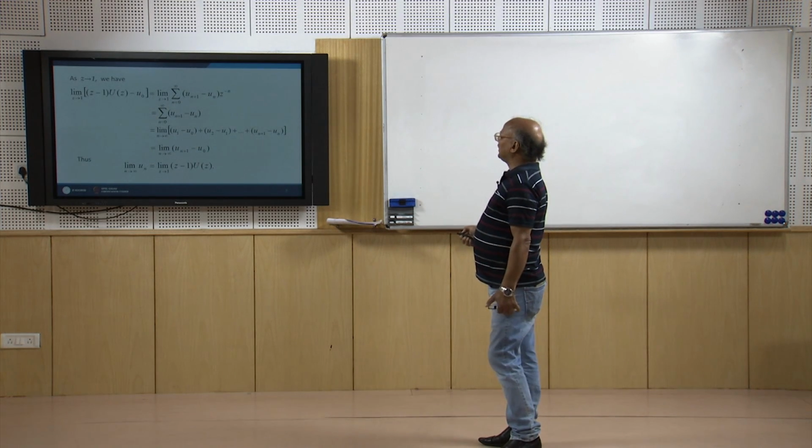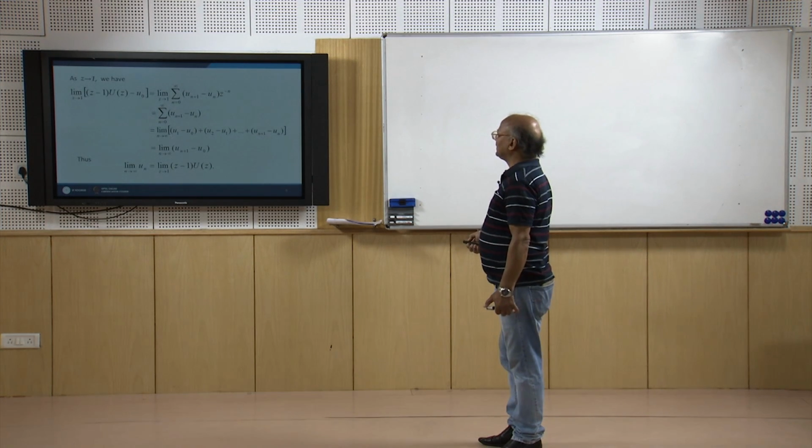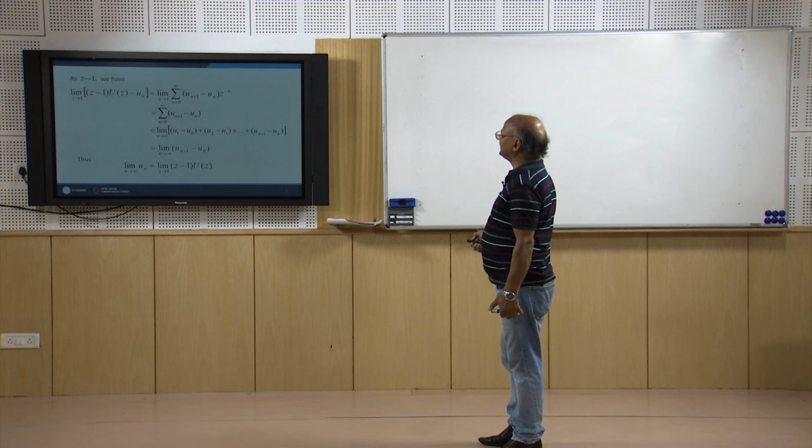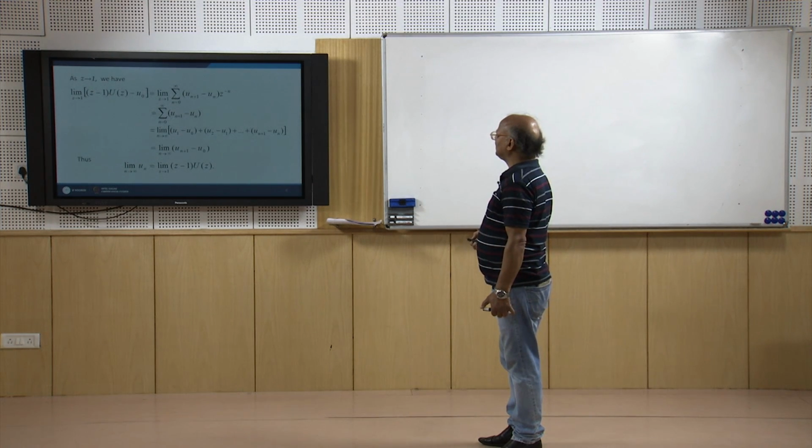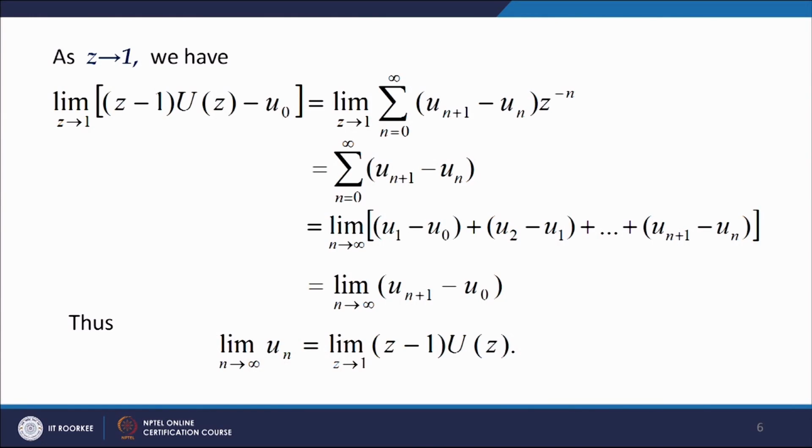So, when z tends to 1 it will tend to sigma n equal to 0 to infinity (un plus 1 minus un), which can be expressed as limit n tends to infinity of its partial sum. So, (u1 minus u naught) plus (u2 minus u1) and so on up to (un plus 1 minus un), and this will reduce further to un plus 1 minus u naught, limit n tends to infinity, which is equal to limit of un as n goes to infinity minus u naught, because u naught is independent of n.